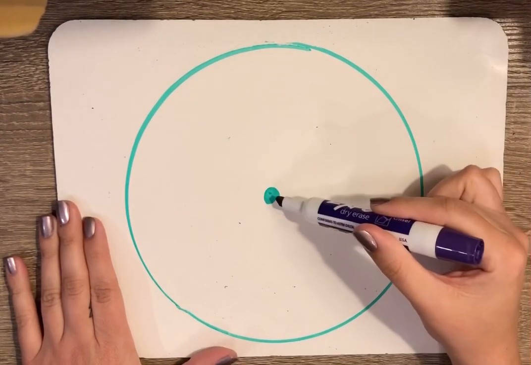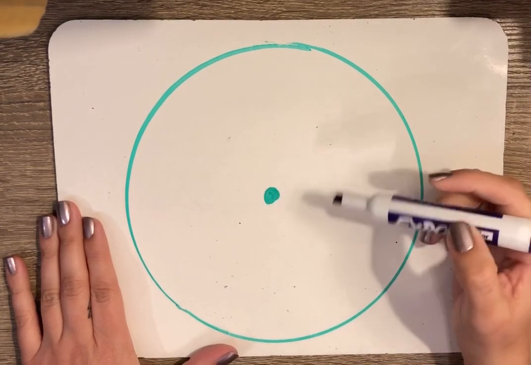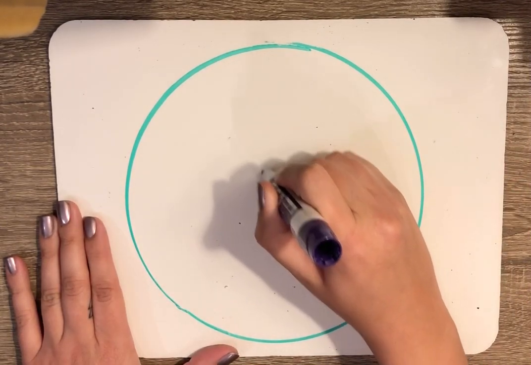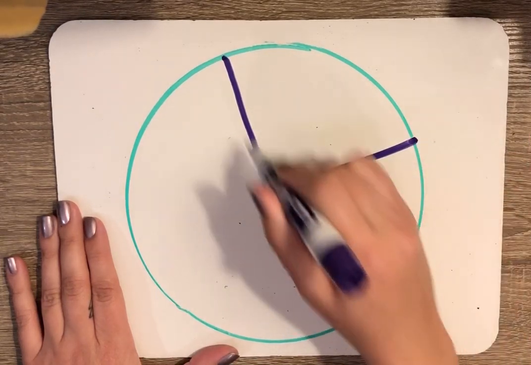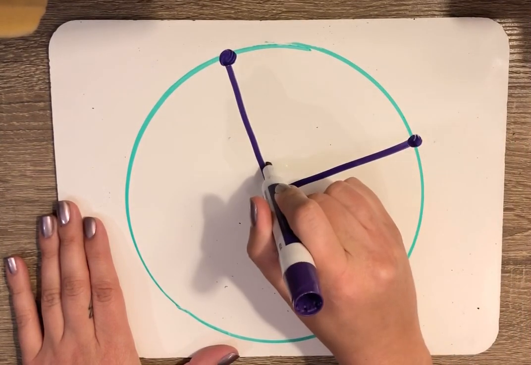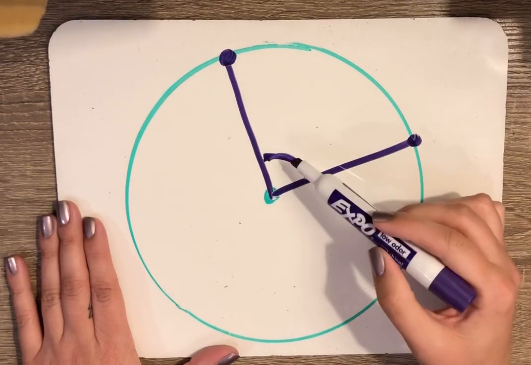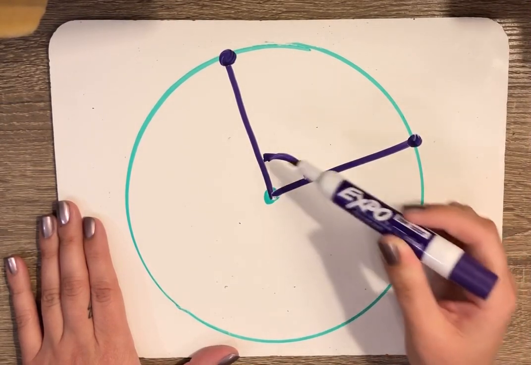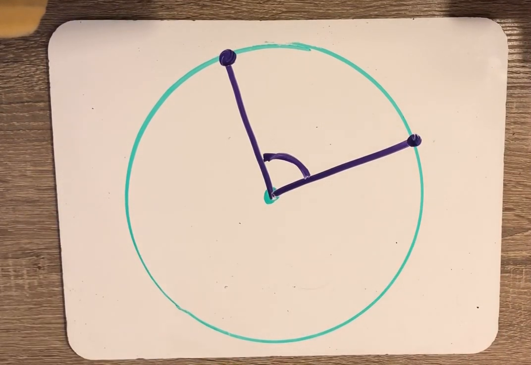So I have a circle here. This is the center. A central angle has a vertex at the center of the circle. So I can extend out 2 radii. Each of these is a radius of the circle. And when I do that, I've created a central angle. So in purple, this here is a central angle. Notice the vertex of that angle is the center of the circle.